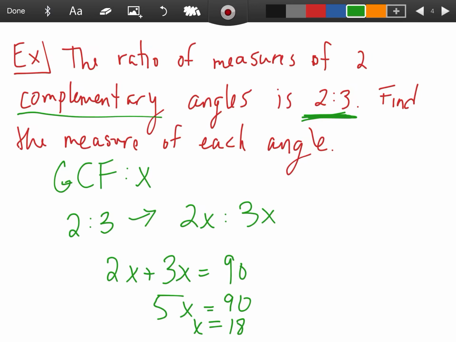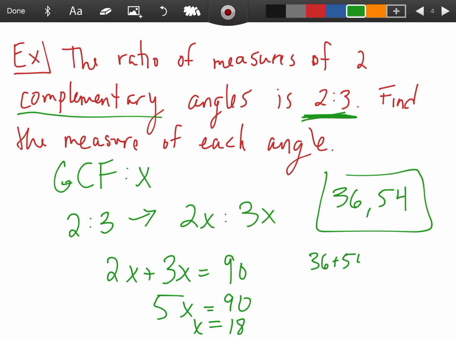All right, then it says find the measure of each angle. Well, the measure of my first angle was 36, right? 2 times 18. And the measure of my second angle was 3 times 18, which is 54. And if we want to check our answer, well, let's just make sure. 36 plus 54, that's equal to 90. Great. So I know I did at least part of it, right? Okay, 36 plus 54 is 90, so that's good.